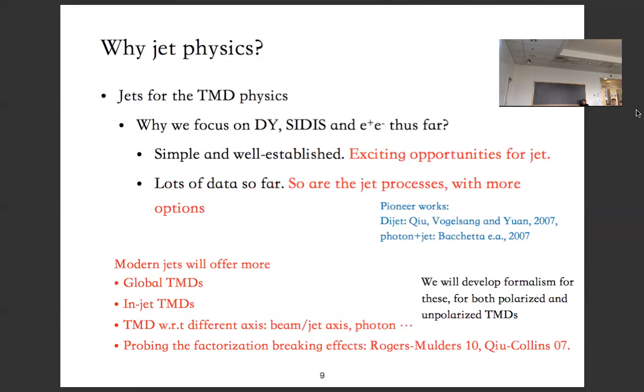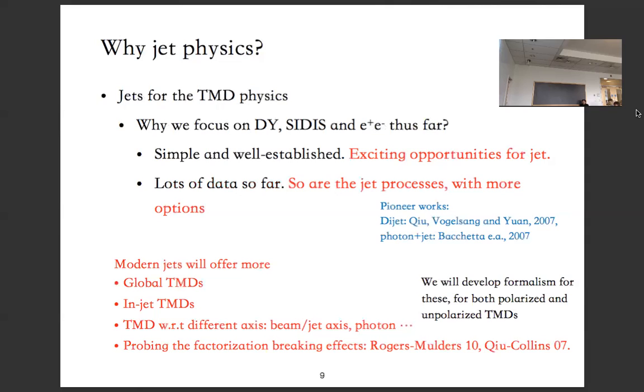In modern jets, we can talk about global TMDs. I will explain what global TMD is. We can also use jet substructure techniques to see how much we can gain. And we can define TMDs with all kinds of different axes: we can define the imbalance with respect to the beam or jet axis, and we can define it with respect to the photon, which recoils against the jet.